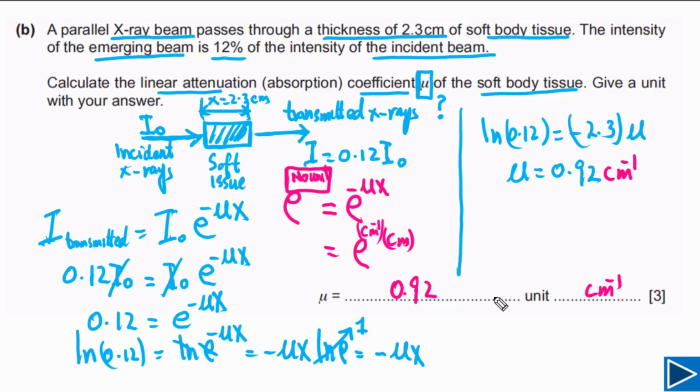This question has 3 marks. So the first mark is if you have written this equation, you will get C mark. And the second mark is also C mark. If you have plugged in values of I transmitted, you will get the second mark. And the third mark is answer mark. If you have got the right answer with the right unit, you will get the third mark.